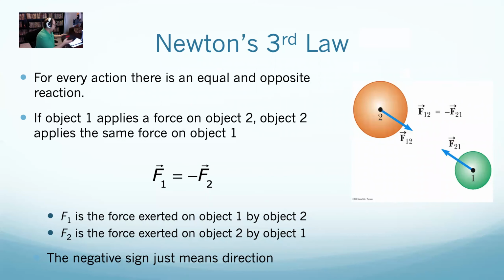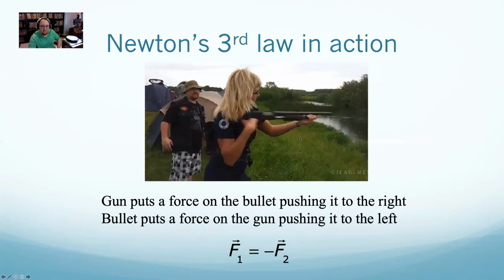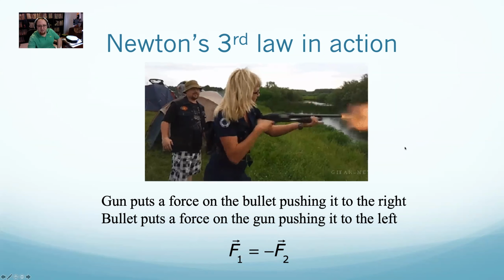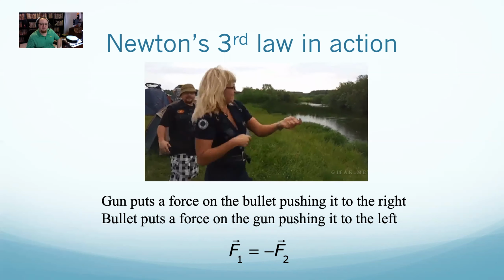That's Newton's third law. That's actually how you walk. When you walk, you're pushing the earth backwards. When you push the earth backwards, the earth pushes you forwards. That is what Newton's third law is. If a gun fires a bullet to the right, the bullet's going to push the gun to the left. And the magnitude of the force is the same, just in opposite directions.